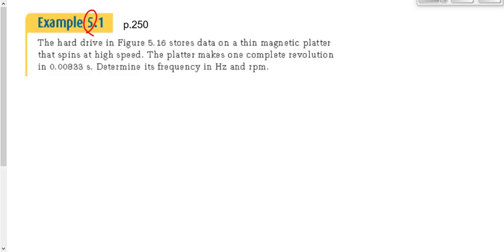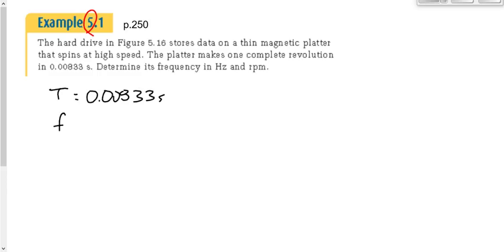What do we have given to us? What is this 0.00833 seconds? Is that the number of revolutions? Is that the time? Is that the period? Is that the frequency? That's the period. Good, Josh. That's the time for one revolution, one rotation. So we're going to call that big T.